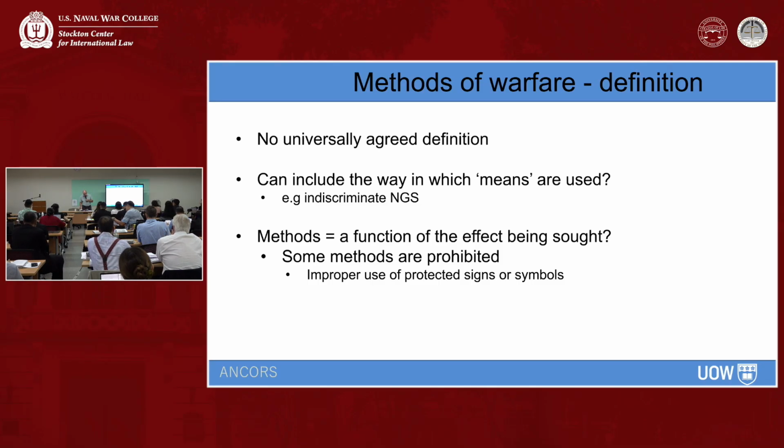Now, there are limits placed on the rights of belligerents, both in terms of weapons themselves, so the means of warfare, but also there are limits that are placed on some of the methods that are used as well. And so the example that we talk about in the Newport Manual is improper use of protected signs or symbols as being a method that is not available to belligerents.